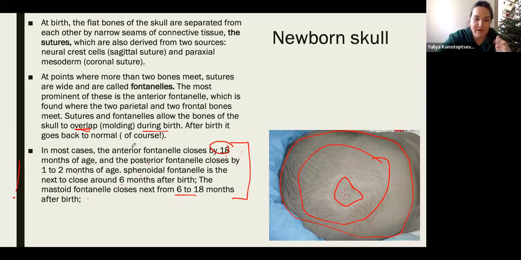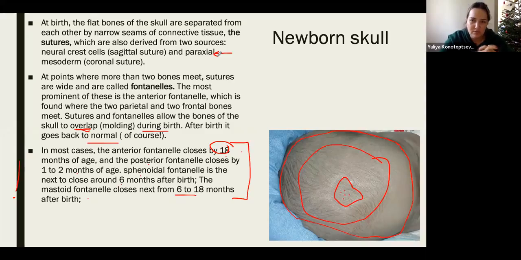Of course it comes back to normal. You don't stay like that. The swelling will come down, so it will be fine. The purpose of the fontanelles is to allow the bones to overlap so you can have a normal vaginal delivery. This is a very weird question, but sometimes they ask.